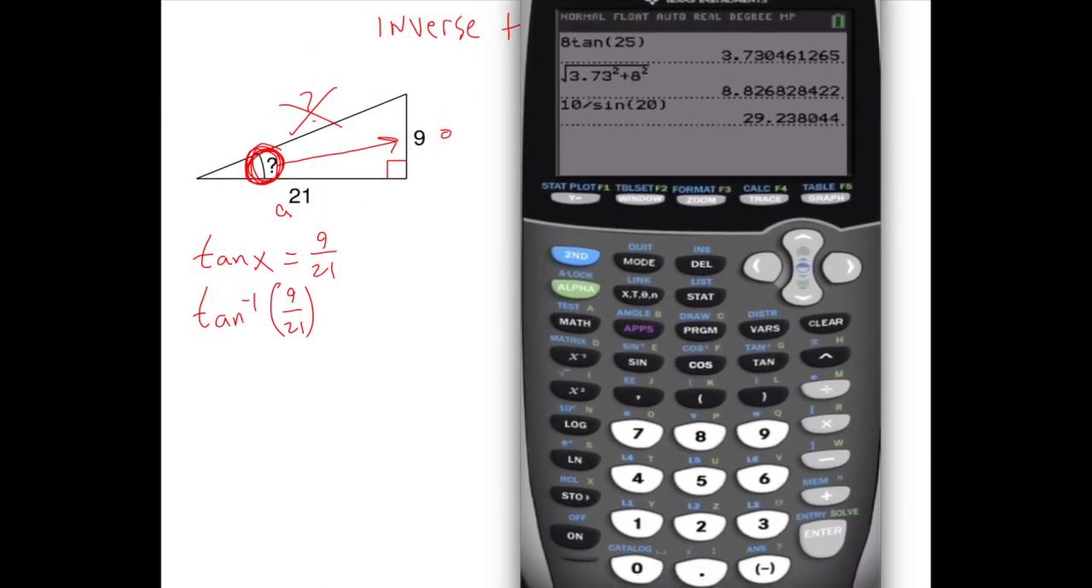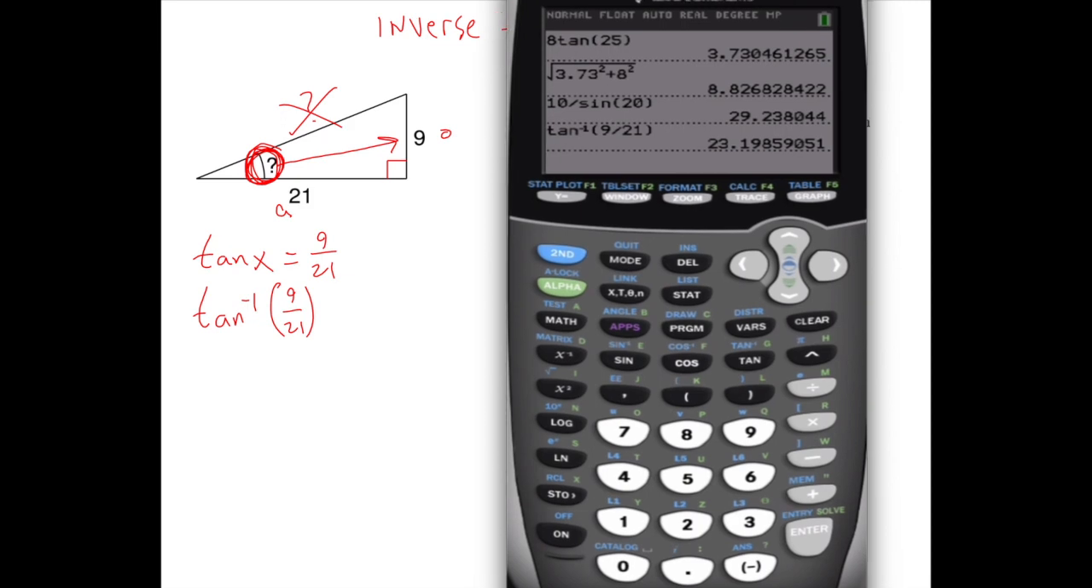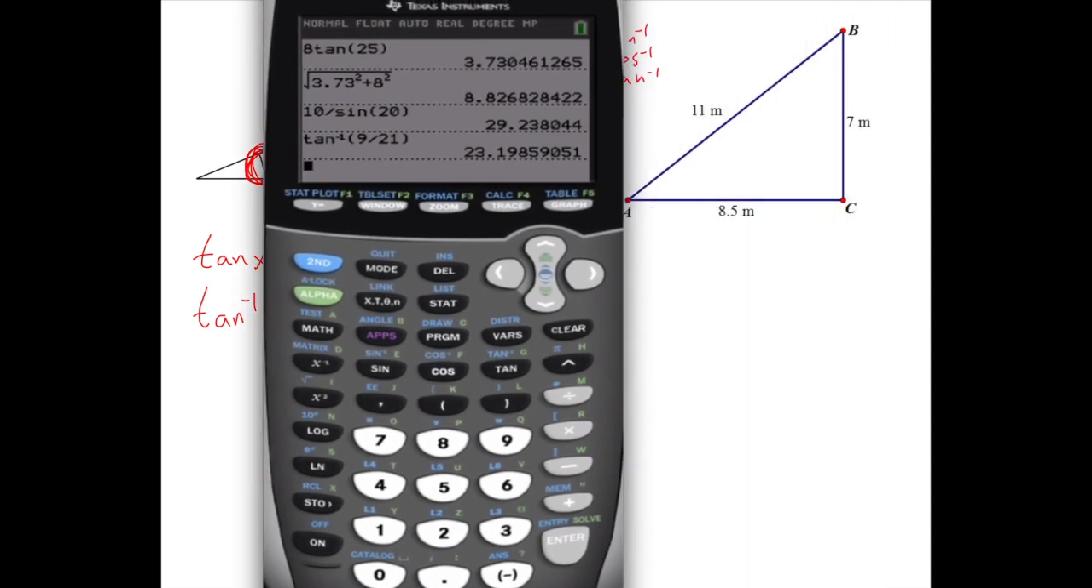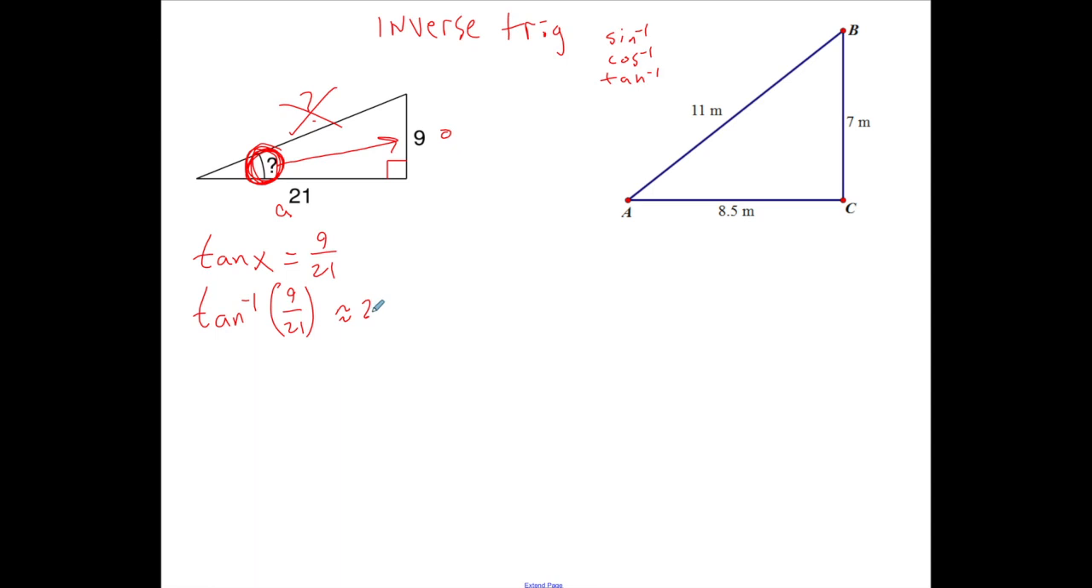I'll show you how we do that. So here's our calculator. I'll do second tangent, so I get inverse. I'll put in 9 divided by 21. And then this should give me, that would be degrees, 23.19, point nasty. So 3 sig figs would be 23.2 degrees.